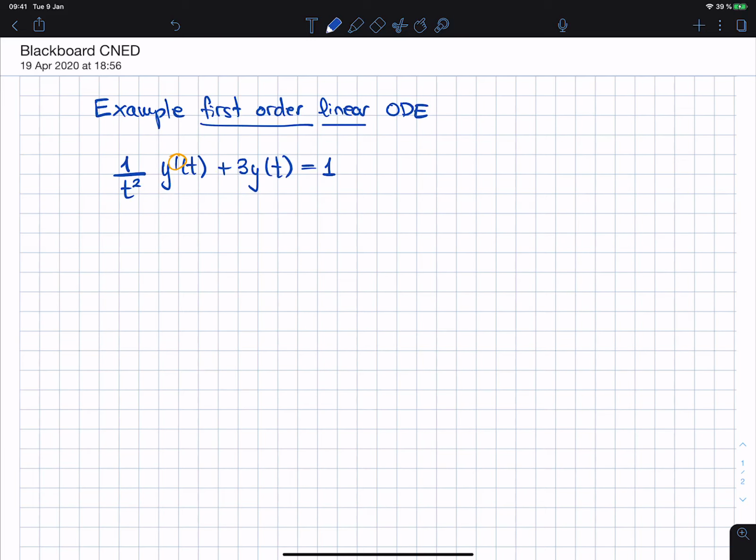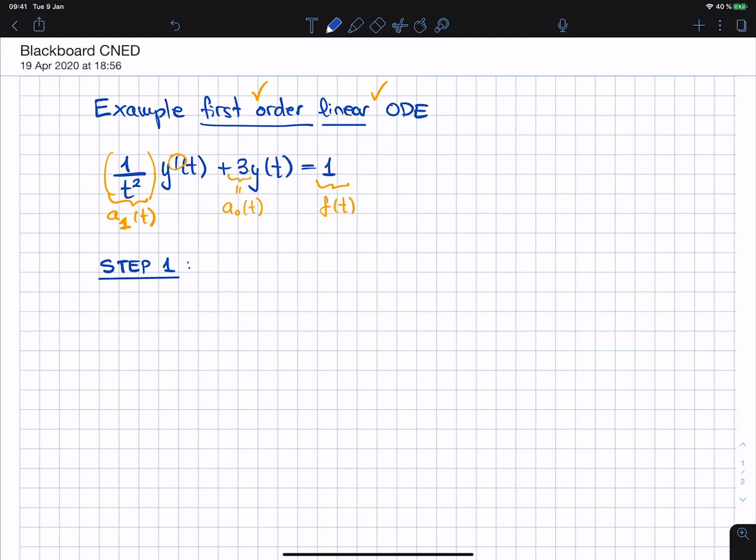Okay, is it linear? Yes, it is linear because the coefficient that multiplies y prime, that could be called a1, only depends on t, and the coefficient called a0 in the slides that multiplies y, in this case it's constant, but what is important is that it does not depend on y. And the right hand side is a function that only depends on t. In this case, again, it is constant, but what is important is that it does not depend on y. So yes, we checked that it is a first order and linear ODE. So in order to solve it, we can use what we saw in this lecture.